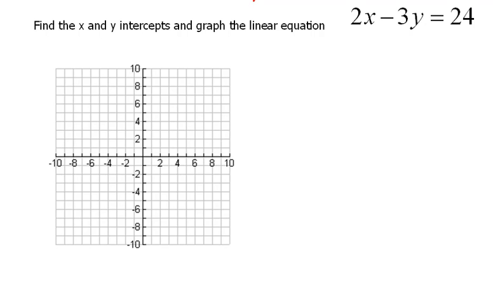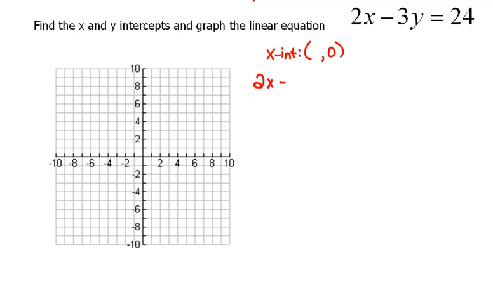Okay, let's use what we know now about x and y intercepts to help us graph this equation. So here we have the line 2x minus 3y equals 24. That's our linear equation. And we're going to, first of all, find our x-intercept. Well, remember, what do we know about every single x-intercept? The y value is always 0. So we can use that in our equation to find the x that goes with it.